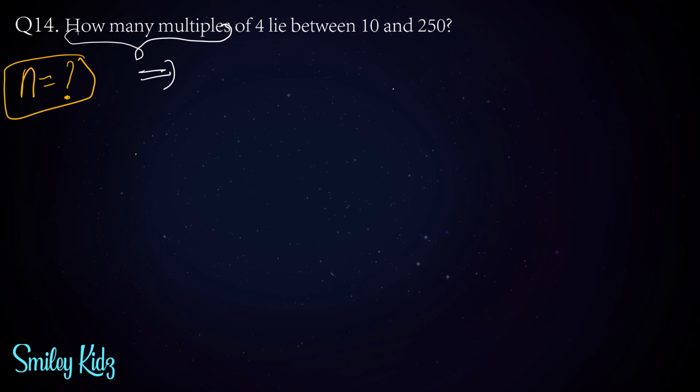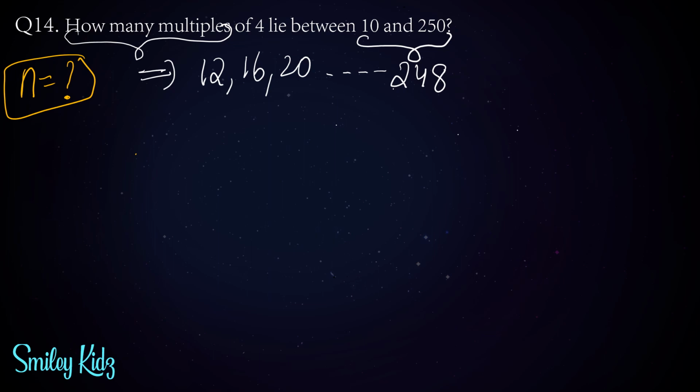So, we know that between 10 and 250, we have 12, 16, 20. Let me just write it down. So, 12, 16, 20, and so on. And the last number before 250 that is divisible by 4 is 248. Okay, so 248. Now, you might ask me, is it necessary for us to find out the last term? Well, it's definitely necessary, right?